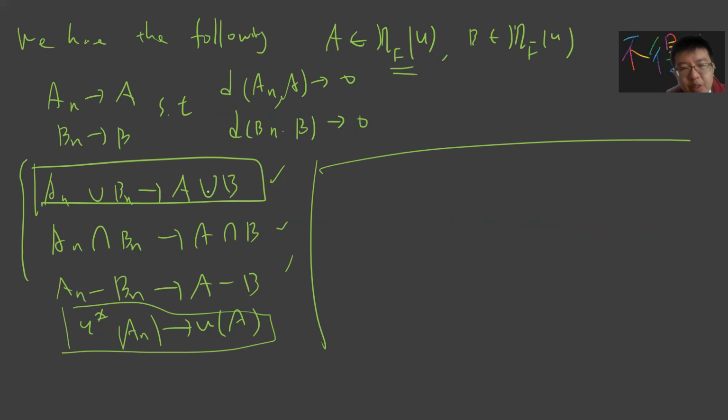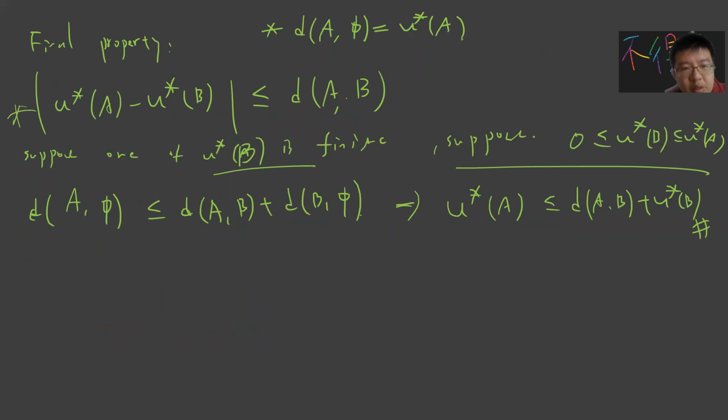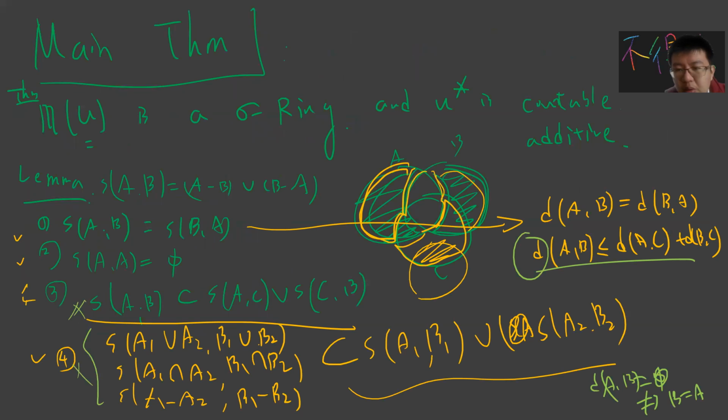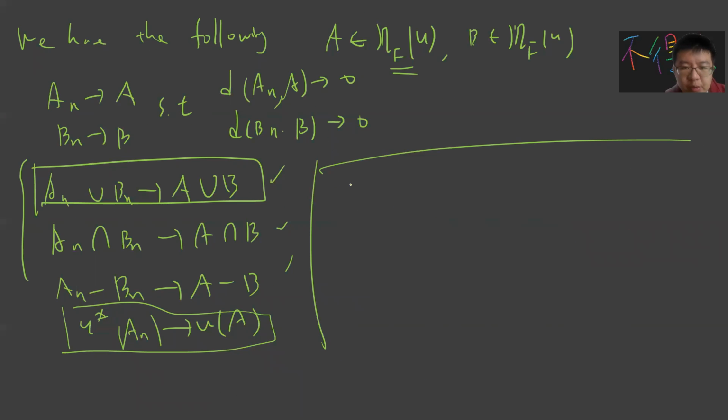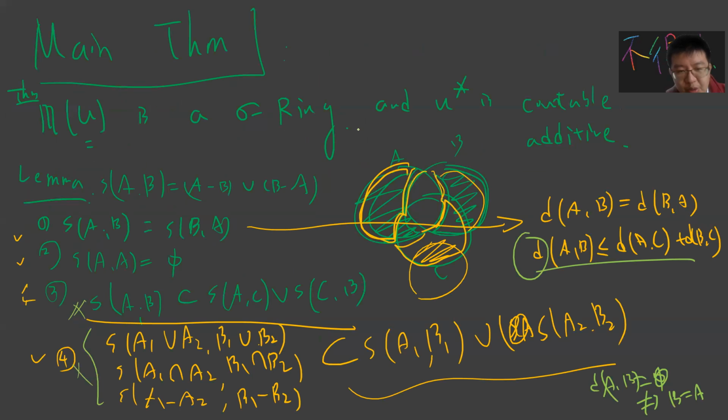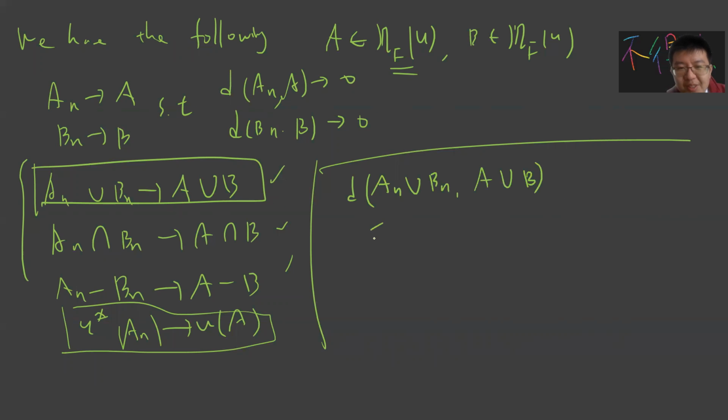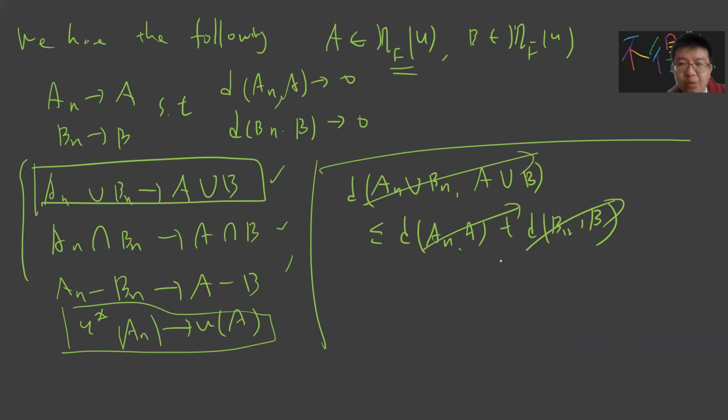So A_n union B_n approaches A union B, and we want to prove this. We want to argue that this distance goes to 0. But by the lemma that I just showed, this is less than d(A_n, A) plus d(B_n, B). So these two approach 0 as n goes to infinity. That is the first one. The next one you do the same thing, just using the lemma. And for A_n minus B_n, you use this lemma. Okay, you can easily prove it.